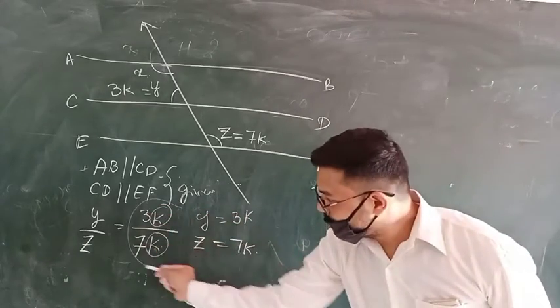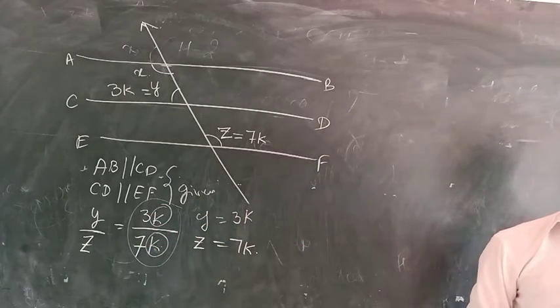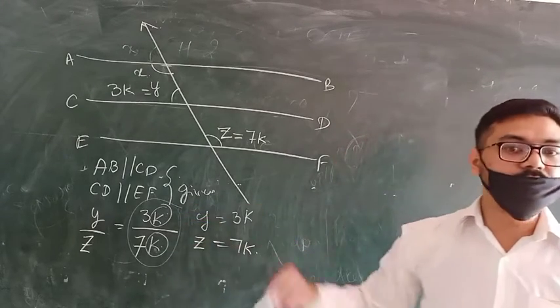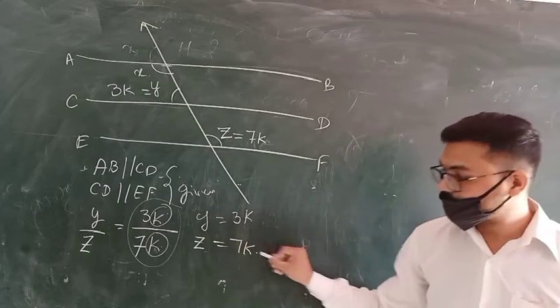This concept you have learned in class 8, comparing quantities, right? Do you remember that concept? That if you have a ratio, you can multiply K. You can multiply a constant with both these values. So now you can write Y is equal to 3K and Z is equal to 7K.